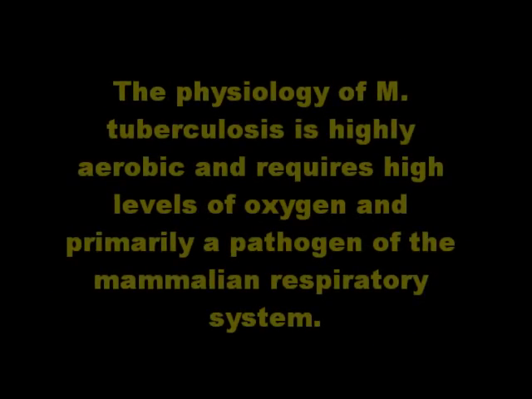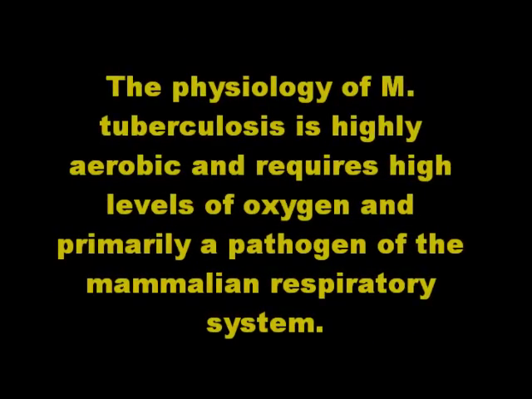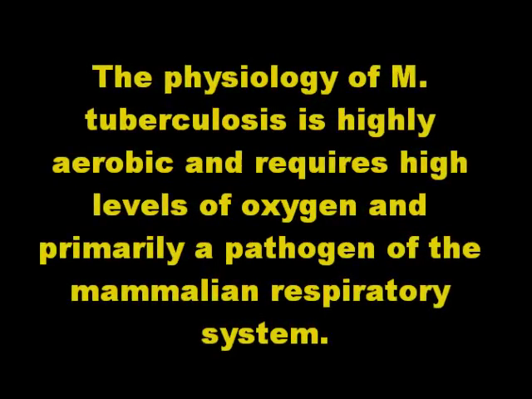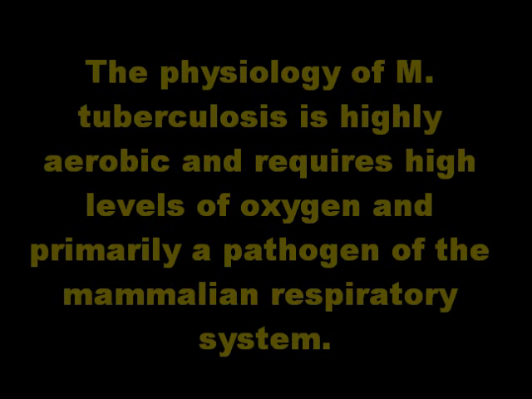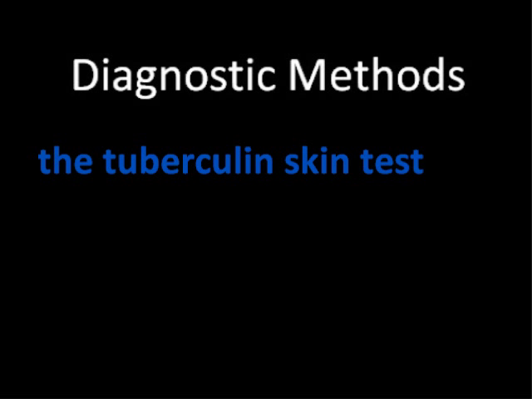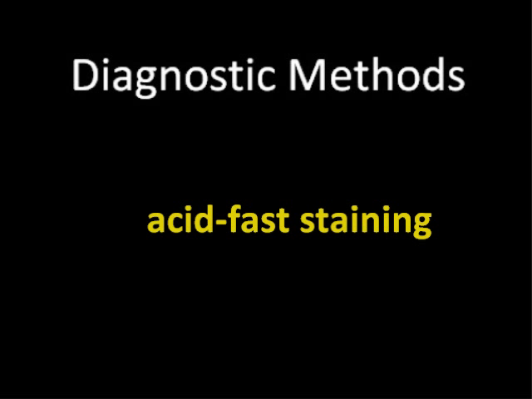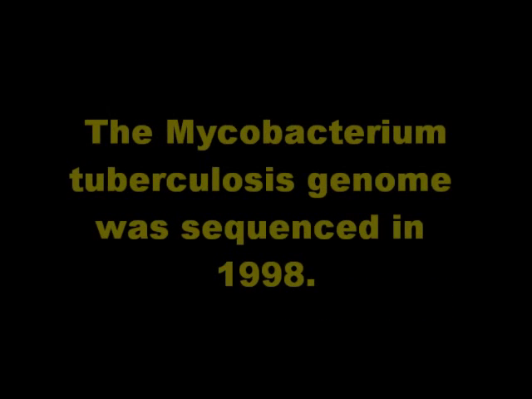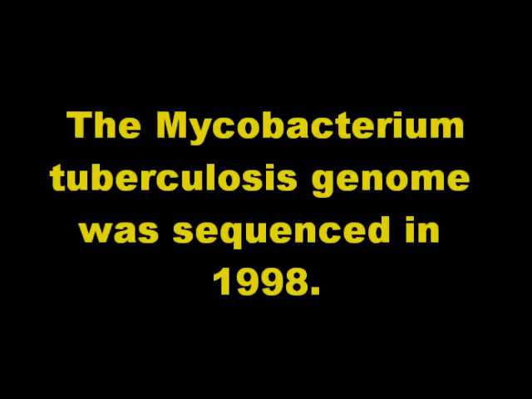The physiology of Mycobacterium tuberculosis is highly aerobic and requires high levels of oxygen, and it is primarily a pathogen of the mammalian respiratory system. The most frequently used diagnostic methods for TB are the tuberculin skin test, acid-fast staining, and the chest X-ray. The Mycobacterium tuberculosis genome was sequenced in 1998.